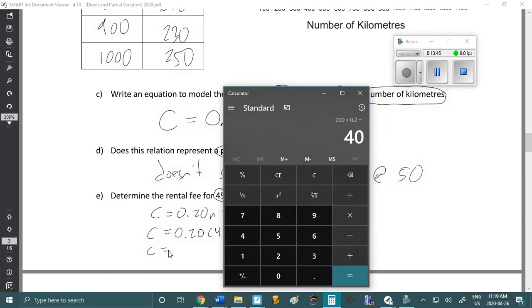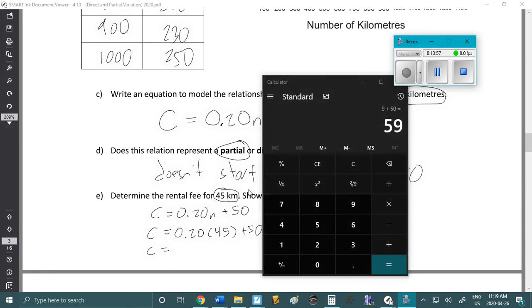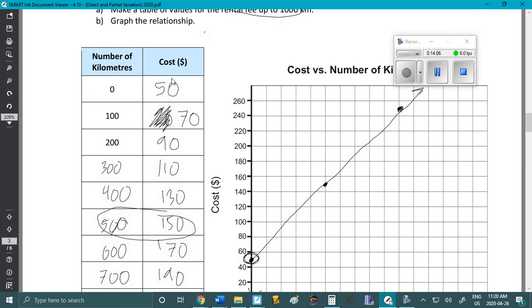let's go to the calculator. So 0.20 times 45 is 9 plus 50 is 59. It's 59. Now let's look at our table, see if that makes sense. So we're talking about 45 kilometers. We know that no kilometers cost 50 bucks. 100 costs 70. So if we're going for 45, it's not right in the middle, but it's pretty close.